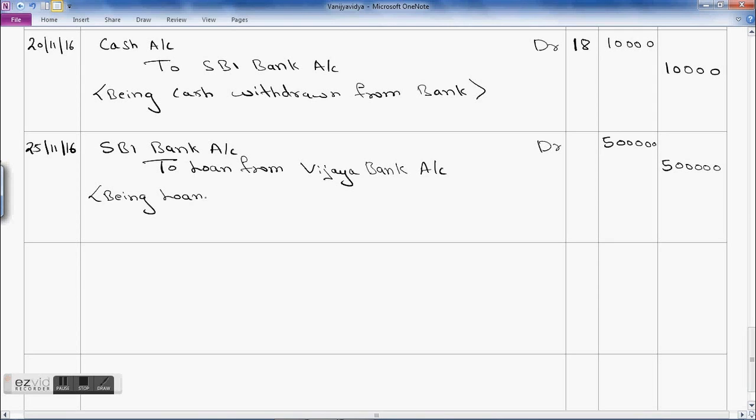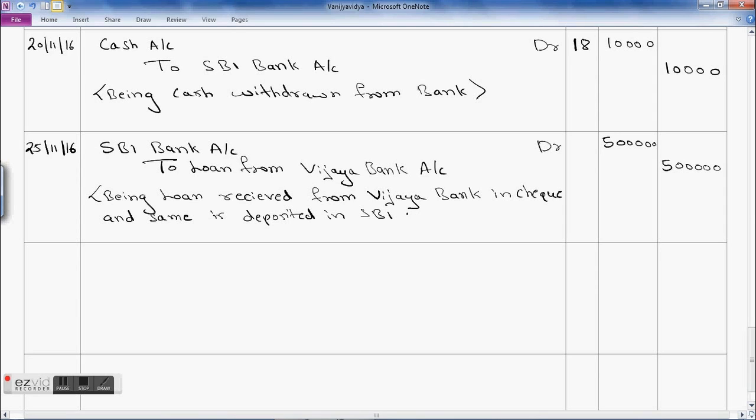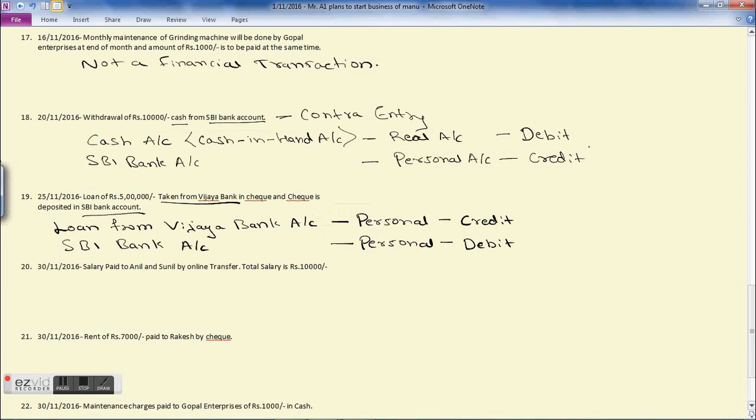Being loan received from Vijaya Bank in check and same is deposited in SBI bank account. Okay, the transaction number is 19. Now let's go to the next transaction.